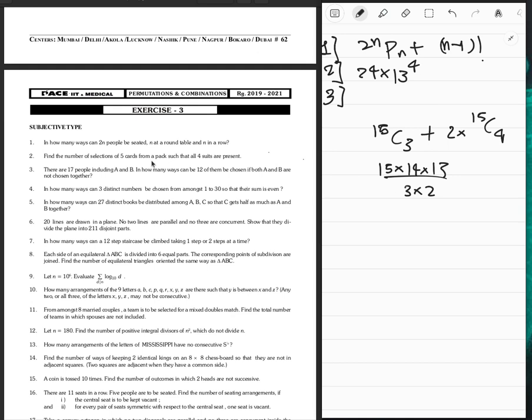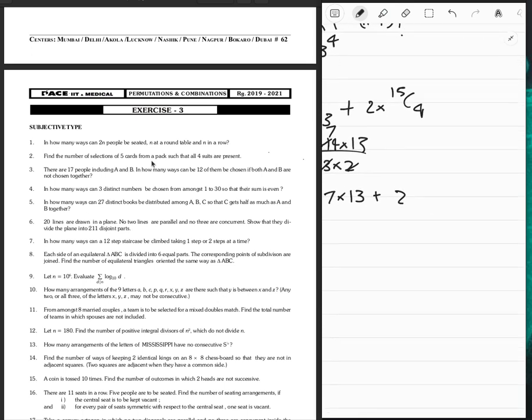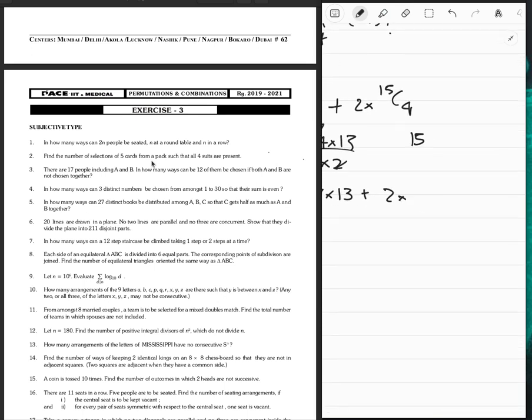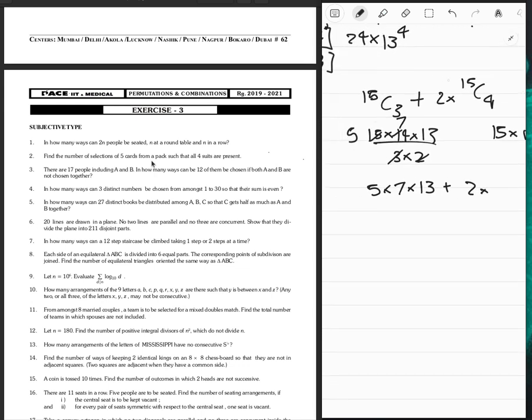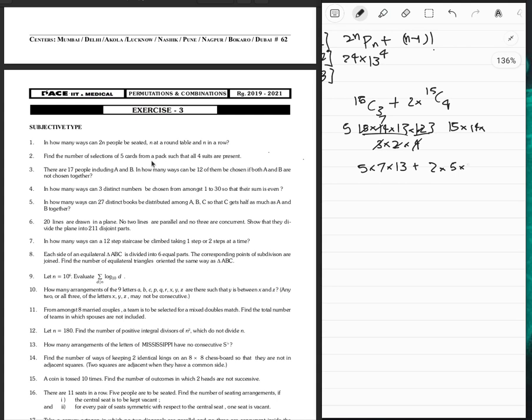This would be 5 over there, and this is going to be 7. So 5 times 7 times 13, plus 2 times this other term. We already got 15C3, so for 15C4 it's this times 12 over 4, which is 3. So the same stuff, 5 times 7 times 13, but times 3.